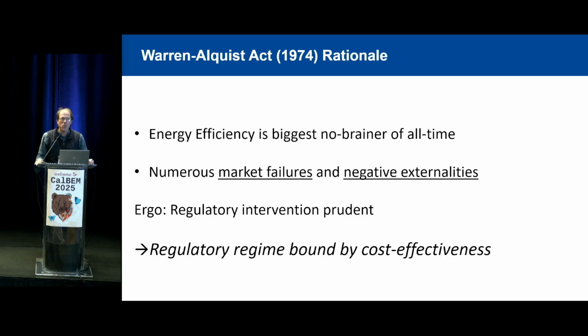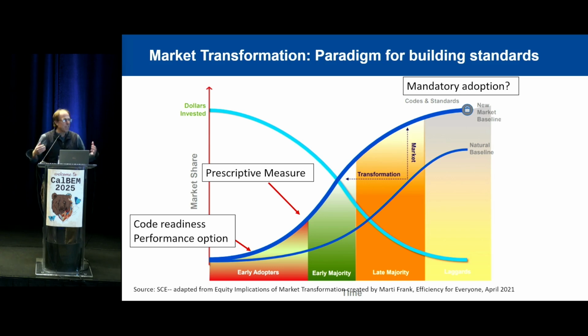Okay, why we're all here: energy efficiency is the biggest no-brainer of all time. So this is our syllogism for how we get here. Given that numerous market failures and negative externalities exist for why energy efficiency isn't deployed, therefore we have regulatory intervention. Now here's your standard market transformation curve.